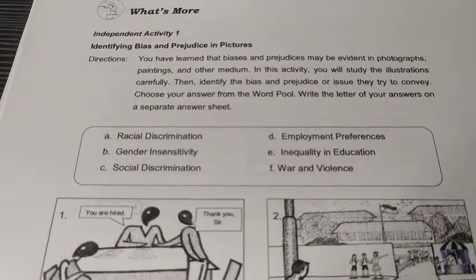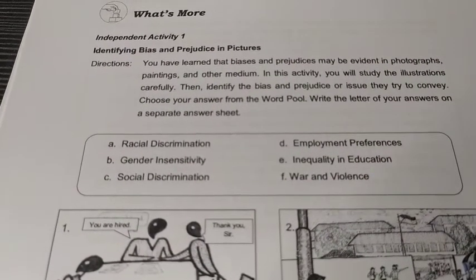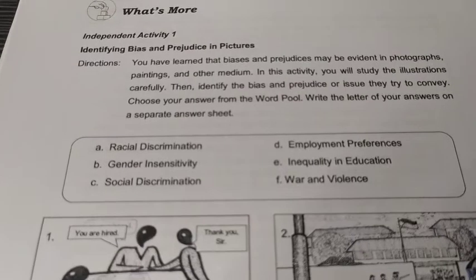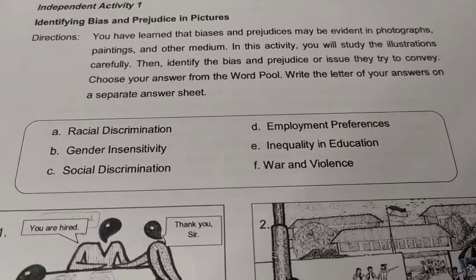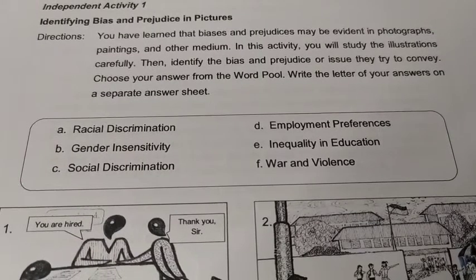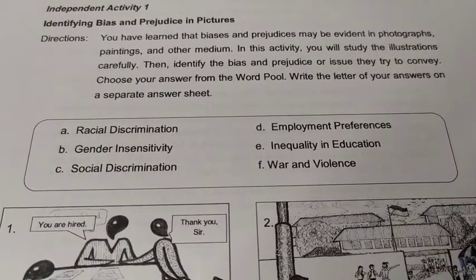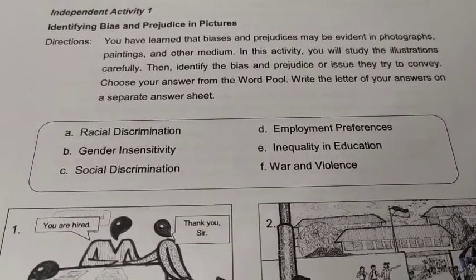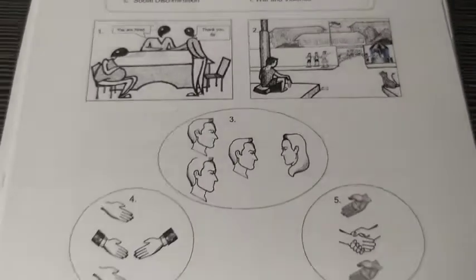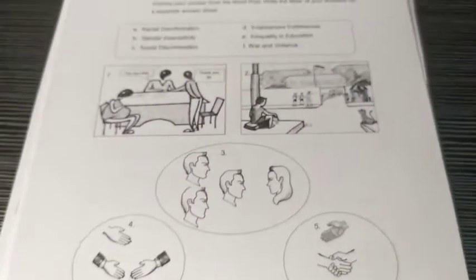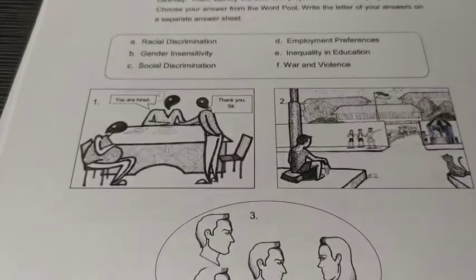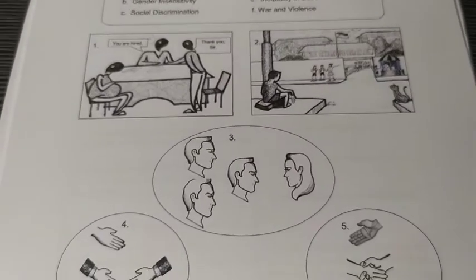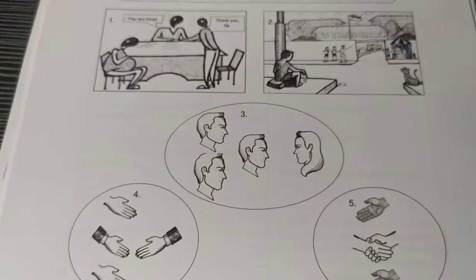You will only write the letter of your answer on a separate sheet of paper. So it's A, racial discrimination, B, gender insensitivity, C, social discrimination, D, employment preferences, E, inequality in education, F, war and violence. So we can see here, we have 5 illustrations. Then you will just choose among those 6 options based on what you can infer, based on what you can see, observe in each illustration.